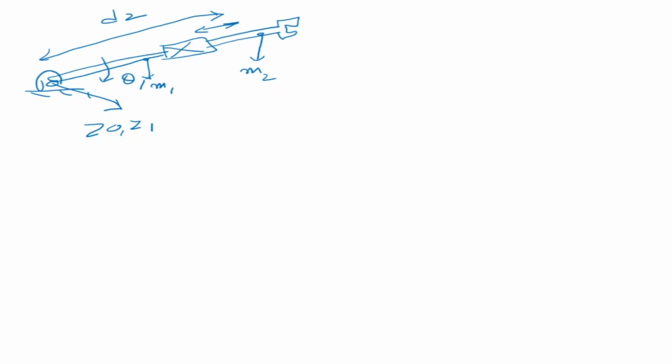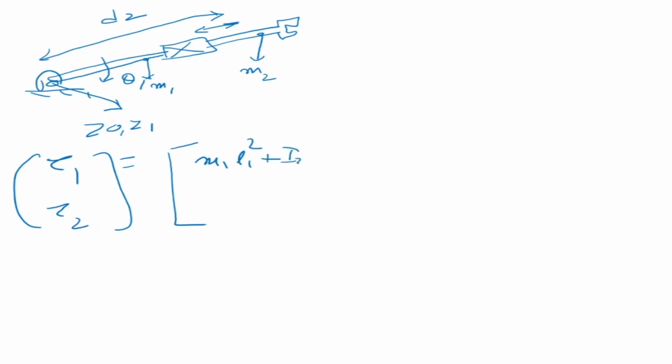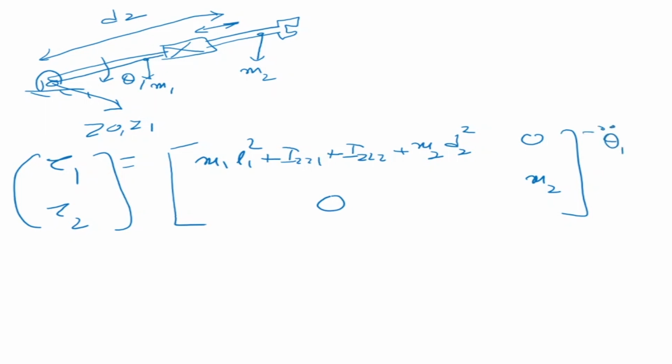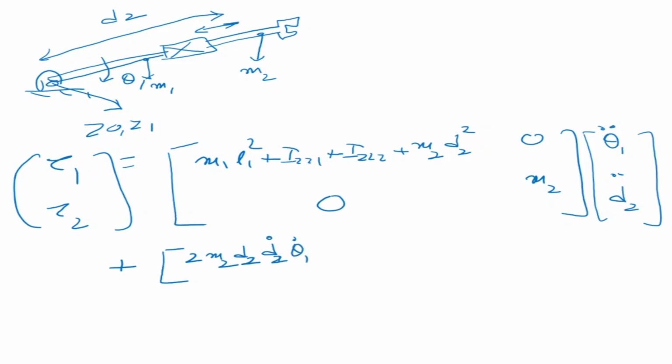Now we derived the final equation, and it came out in matrix form: tau 1, tau 2 is equal to the inertia matrix, which is m1 L1 squared plus Izz1 plus Izz2 plus M2 d2 squared, then 0, and 0 and M2, multiplied by theta 1 double dot and d2 double dot. This is my inertia term. Plus we have the Coriolis and centripetal terms, with d2 dot and theta 1 dot, and minus M2 d2 theta 1 dot squared.